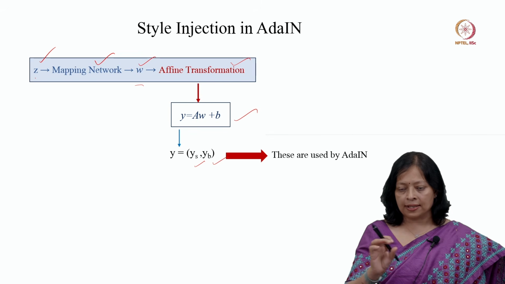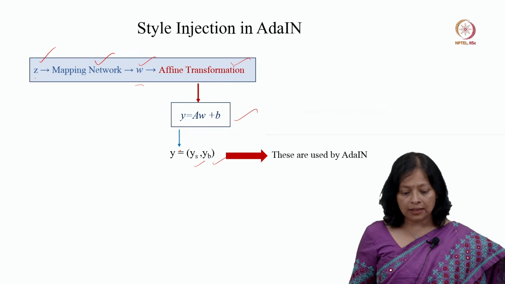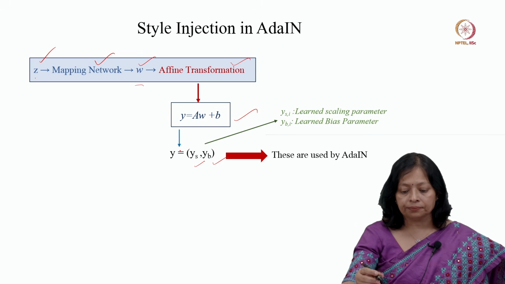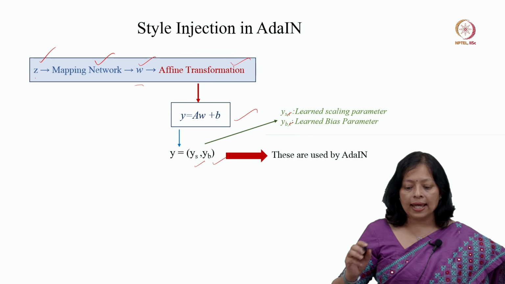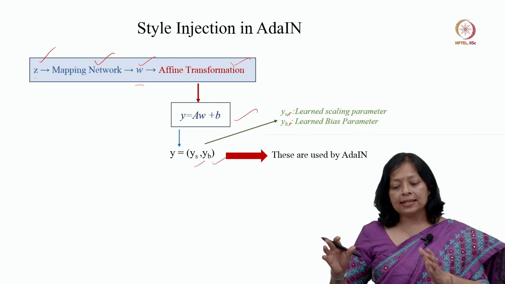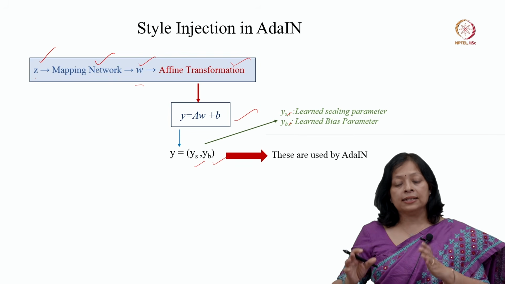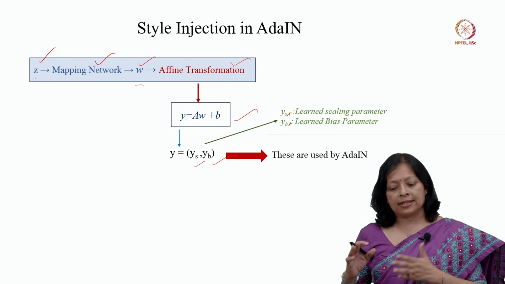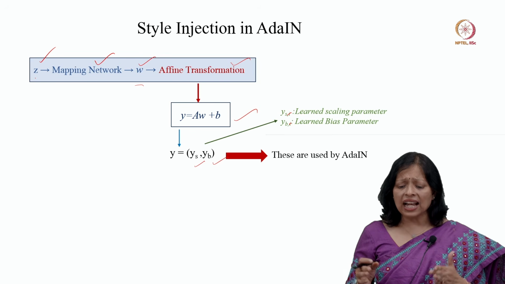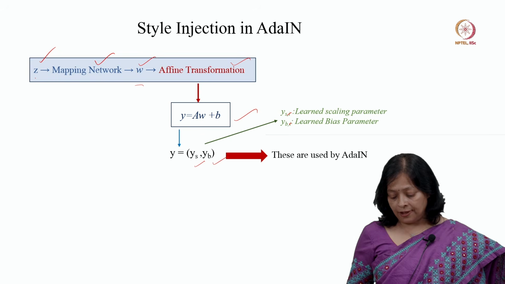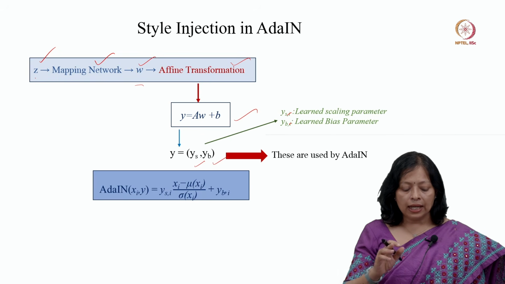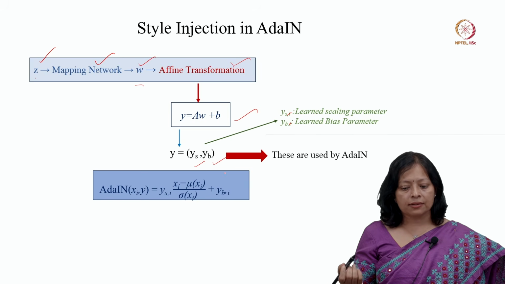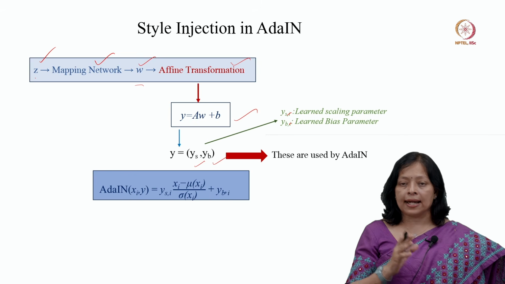Now, what are y_s and y_b? These are the two components of the y vector. y_s is the learned scaling parameter, and y_b is the learned bias parameter. So there are two parameters, one the scaling parameter and the other the bias parameter, and they come out after the affine transformation. Now, if I have these parameters y_s and y_b, what does AdaIN do?